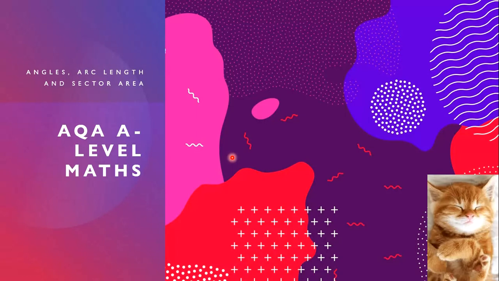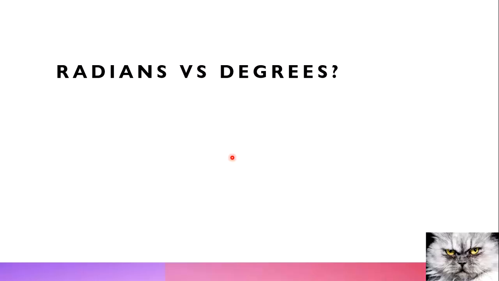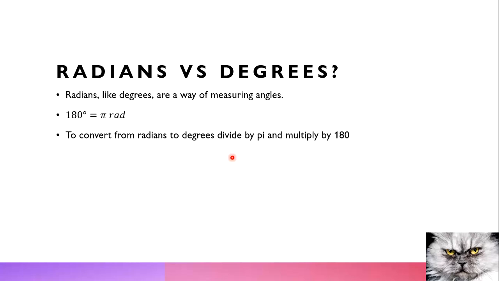So today we're going to be going over angles, arc length and sector area for AQA A-Level Maths. So first thing you need to understand for this topic is what's the difference between radians and degrees. Radians, like degrees, are ways of measuring angles. 180 degrees is equal to pi radians.